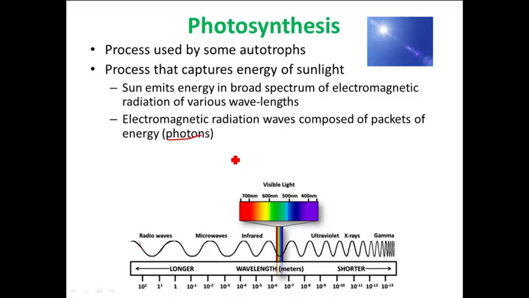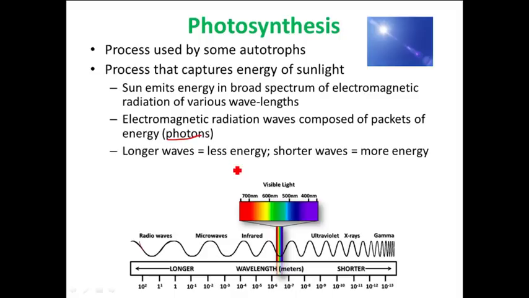Okay, and photons are discrete packets of energy. So shorter waves have more energy, and the longer waves have less energy. And that's true of the light as well. So light comes in all the rainbow colors, right? Red, orange, yellow, green, blue, indigo, and violet. At the red spectrum, these have longer wavelengths, so it has less energy. Down here on the blue and violet end, shorter wavelengths have higher energy.